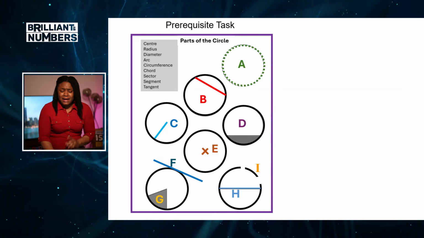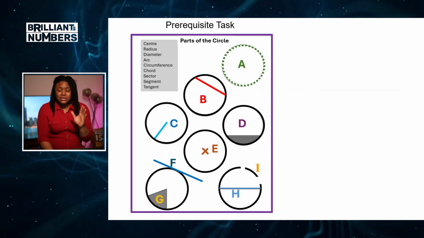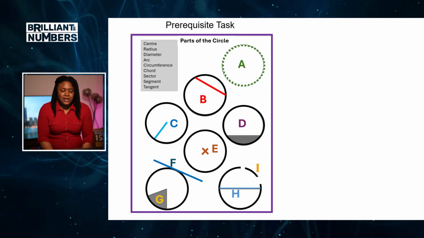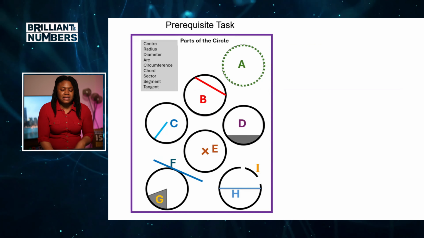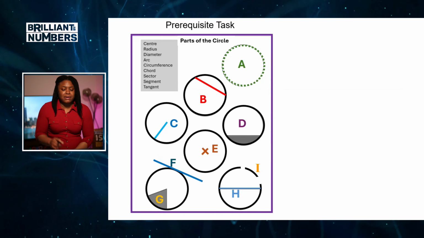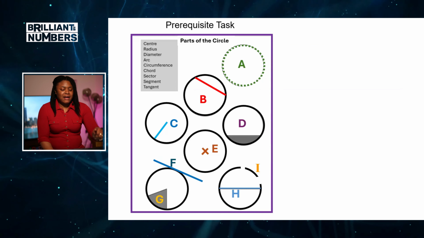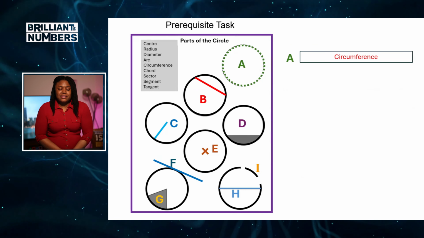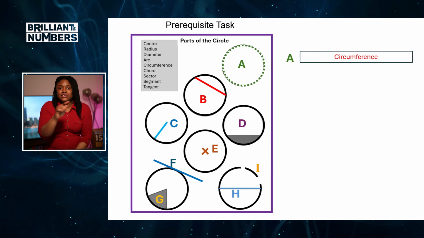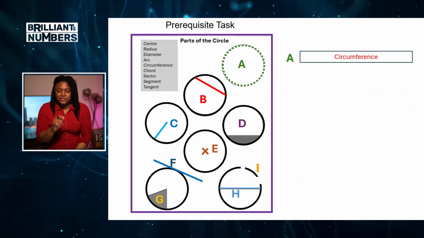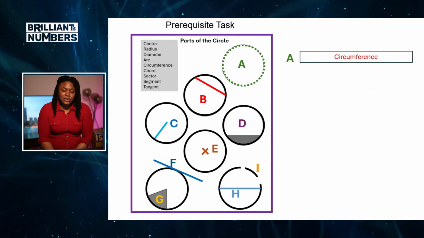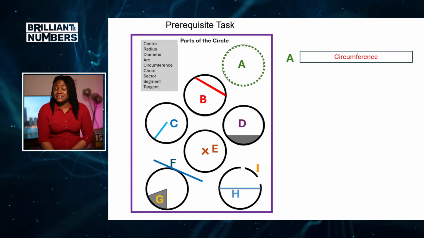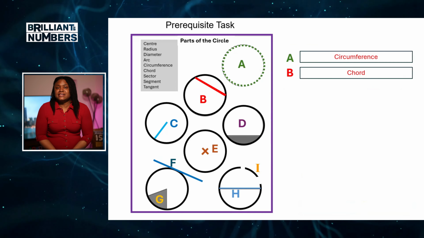So I've animated this here just to make sure that you focus on the part that I'm dealing with as we go along. So first of all, I'm looking at the region all the way around the circle here. I've listed the words here also so that you can match them up. So the first one, A, distance around our circle, is our circumference. Now we're going to look at part B. So I've indicated that there, put a little bit of twist to that. So part B is our chord.